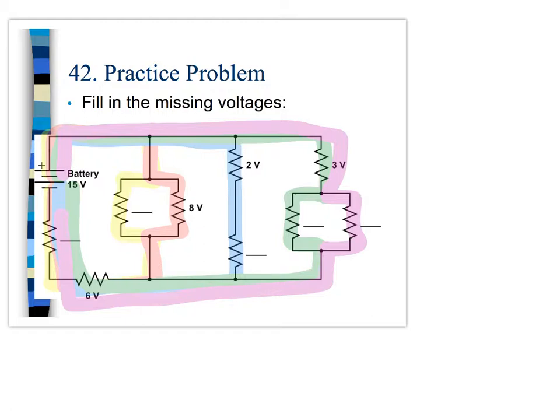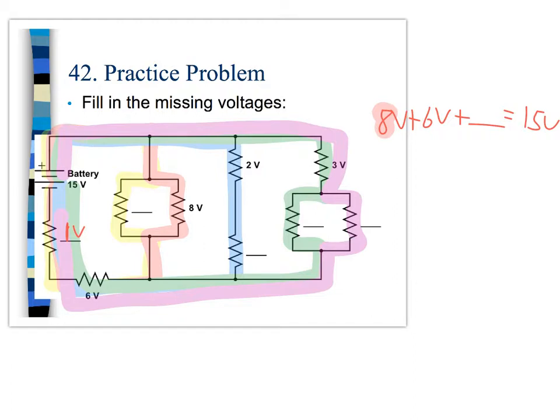And so I'm actually going to start with the red one here and use that to figure out some of my unknown voltages. So for that red one, we have 8 volts, plus we have 6 volts, plus that missing one, and that has to add to 15 volts. So that means this missing one here is just 1 volt.